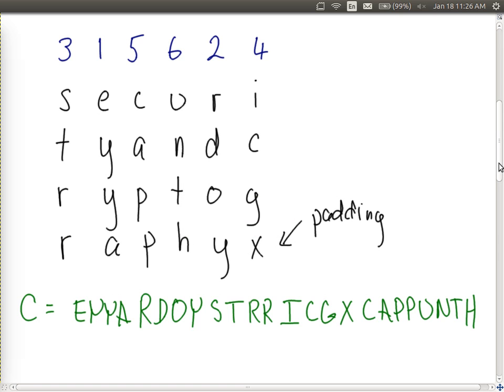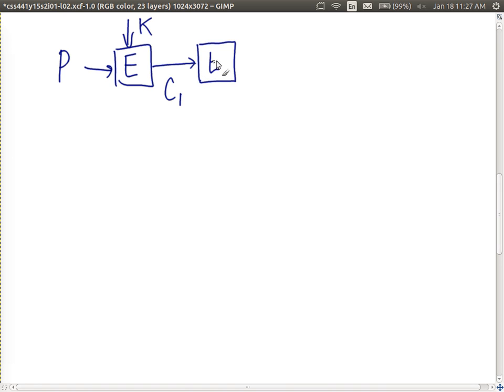The idea was that we took our plain text, we encrypted using some key, and we got as an output some ciphertext, which I'll denote as C1. That was using the rows columns cipher. And then we took that ciphertext and encrypted that using the same key in this example, and we get a different ciphertext, C2.